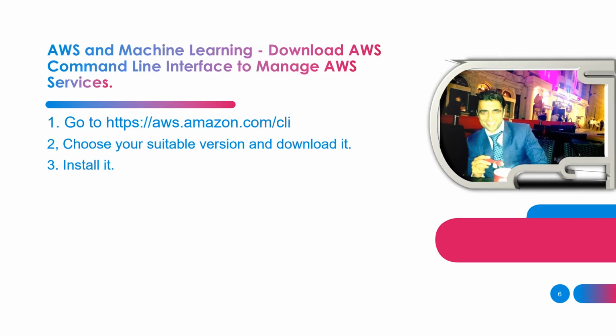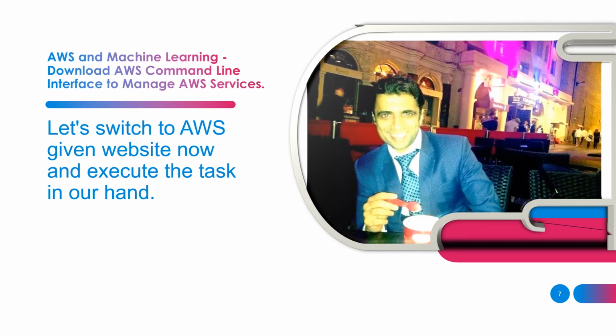The roadmap is simple for this lecture. We will go to the mentioned website, aws.amazon.com/CLI, and then we need to choose a suitable version of the Amazon command line interface and download it. That will depend on the kind of operating system you're using. Once we download it, we will install it. So let's switch to the AWS website now and execute the task in hand.